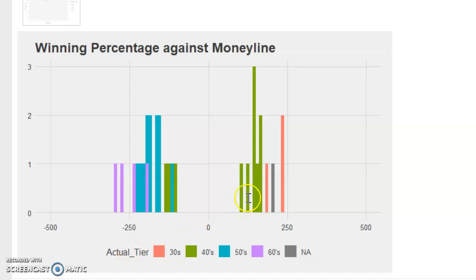So the actual tier, so teams in their 30s were usually higher. Teams in their 40s were also dispersed, so some were favorites, some were actually higher. In the 50s, they're all favorites, and then we had 60s as well. And this NA, just for some editing purposes, it was Detroit, and they're in the 20s, but I included them as an NA.